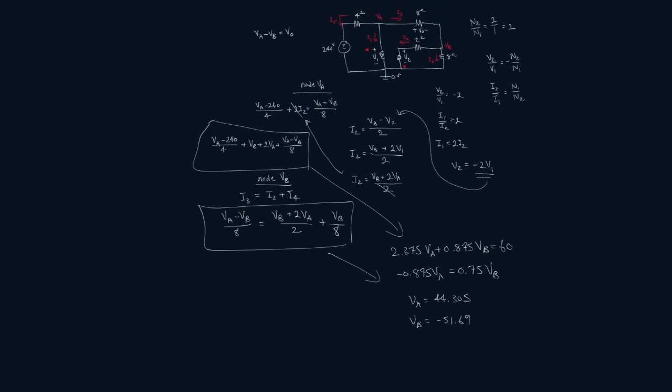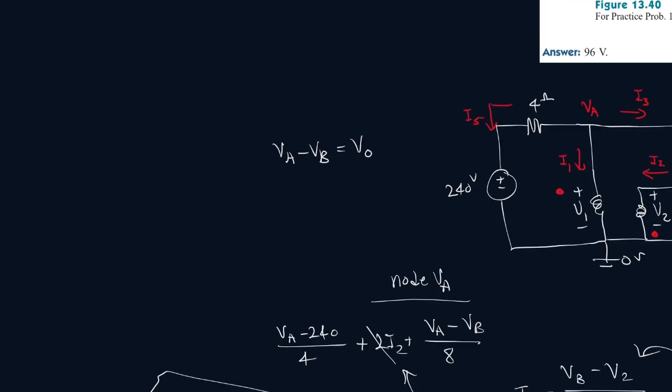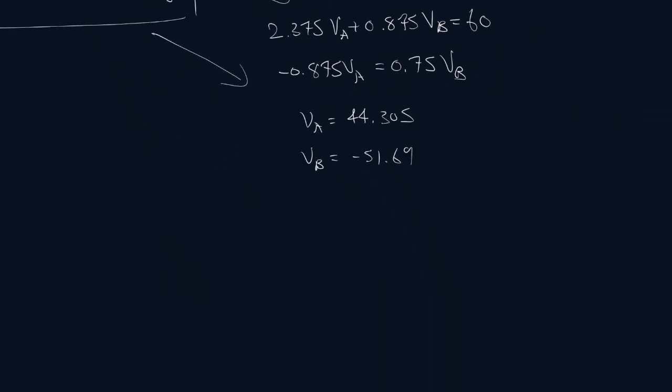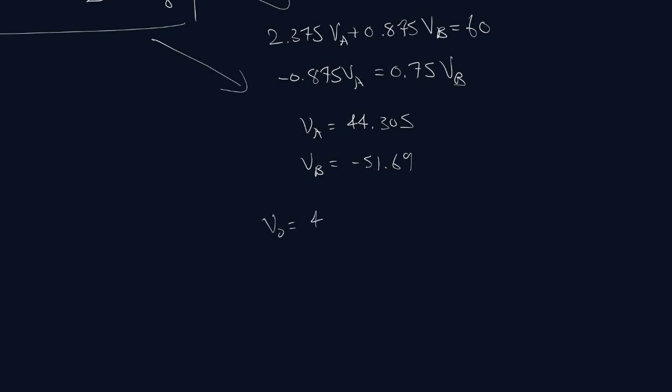Now we take the difference of them because VO is equal to VA minus VB. So VO will be equal to 44.305 minus 51.69, and that gives you 96 volts.